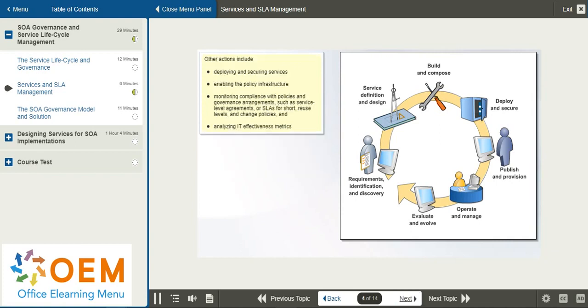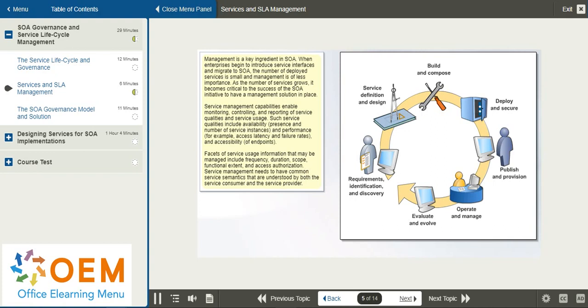Other actions include deploying and securing services, enabling the policy infrastructure, monitoring compliance with policies and governance arrangements, such as service level agreements, or SLAs for short, reuse levels and change policies, and analyzing IT effectiveness metrics.